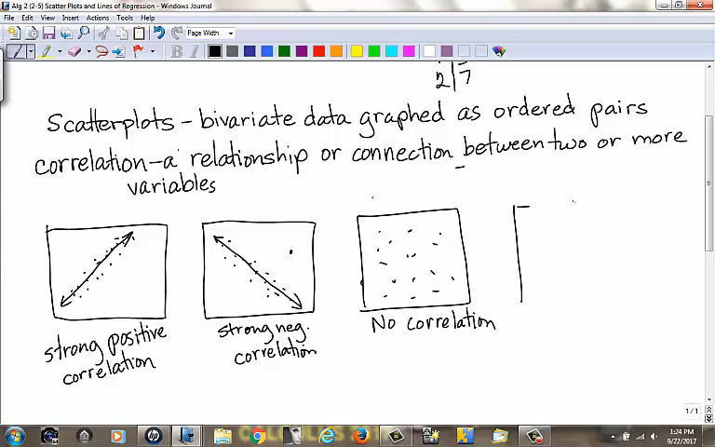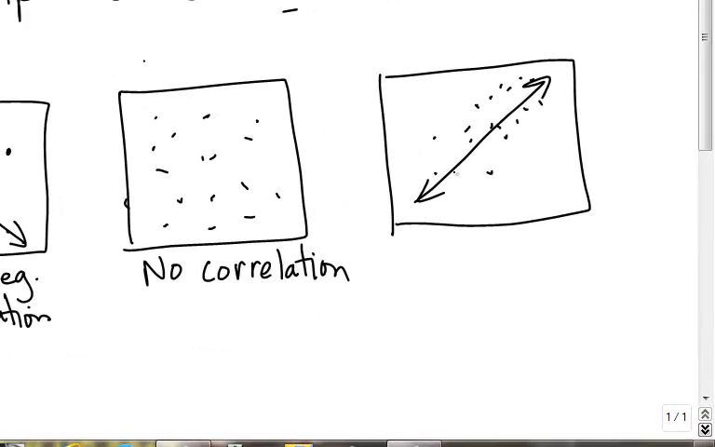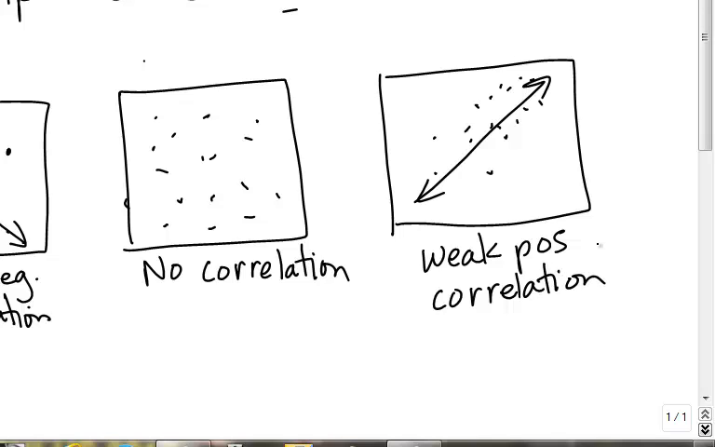Maybe I have some points that look like this, and I could still draw a line going through there, but they're not close to that line. Then this is a weak positive correlation. If they're graphed and it's still in a positive direction, but not all the points are close to the line, then it's weak.